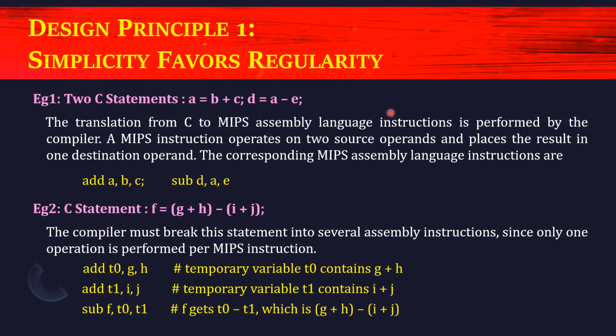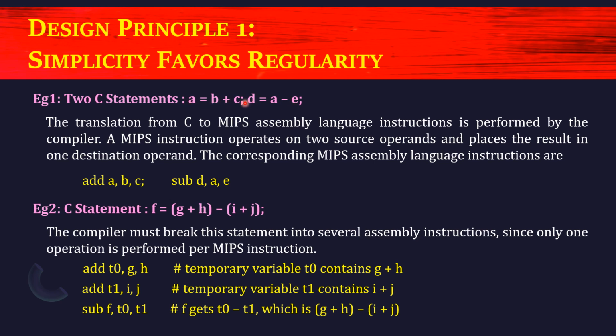First, let us discuss design principle 1, that is, simplicity favors regularity. Let's explain this concept using some examples. In the first case, we are given two C statements: A is equal to B plus C, and D is equal to A minus E. So these two are C statements.